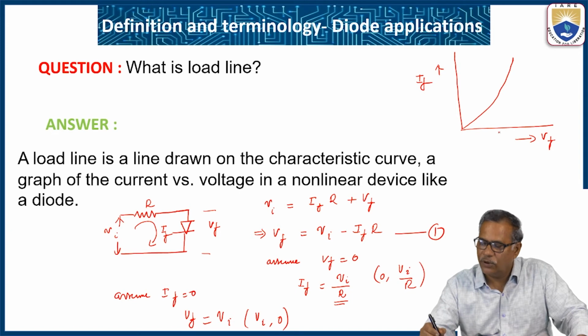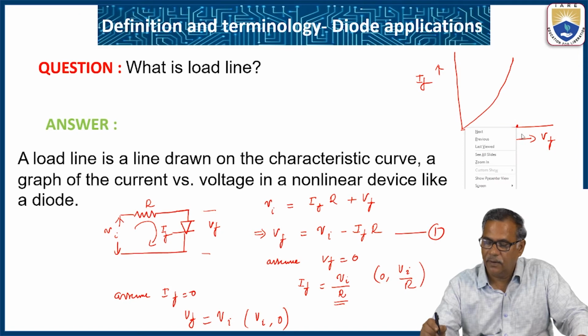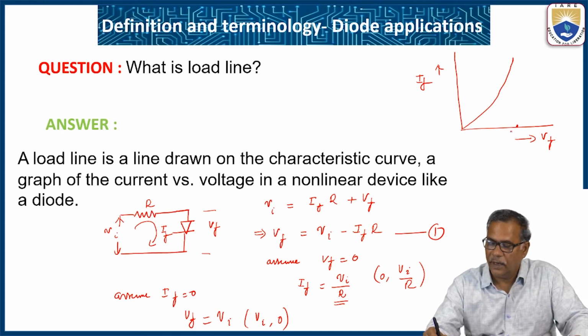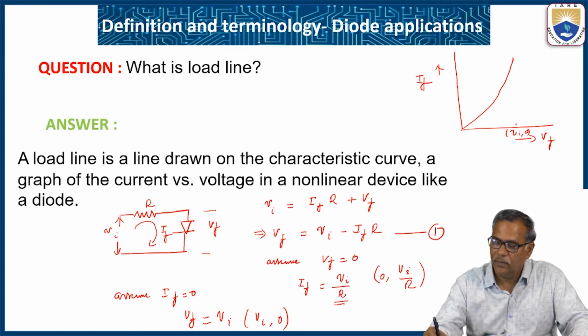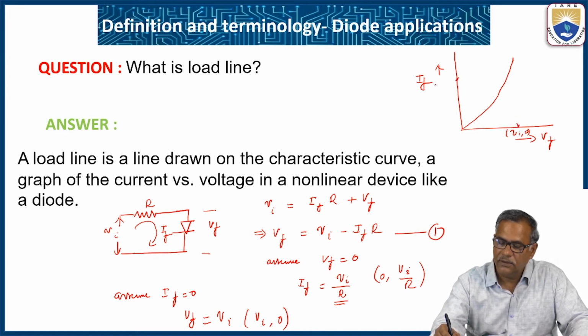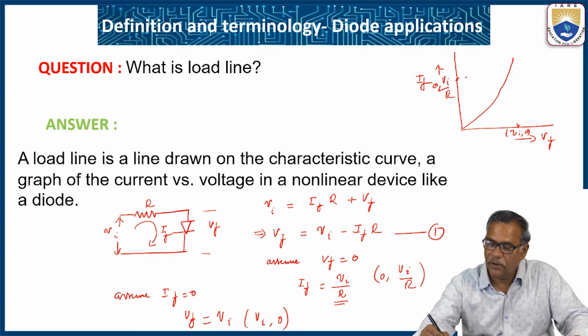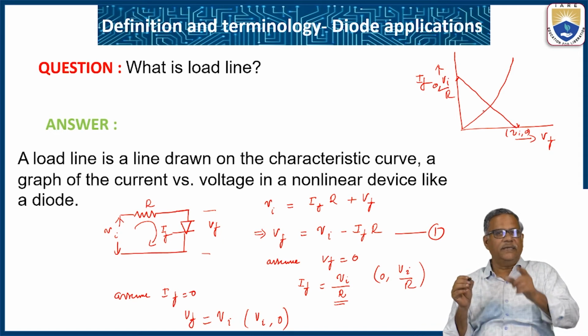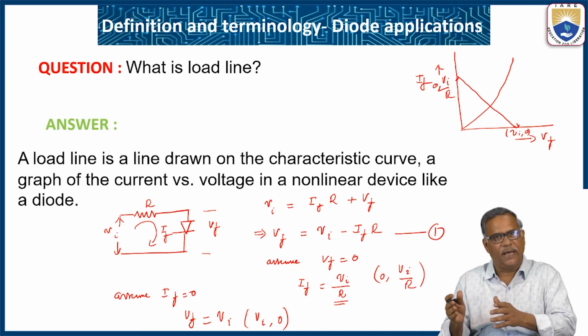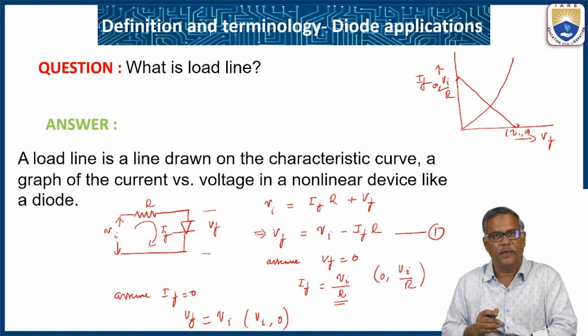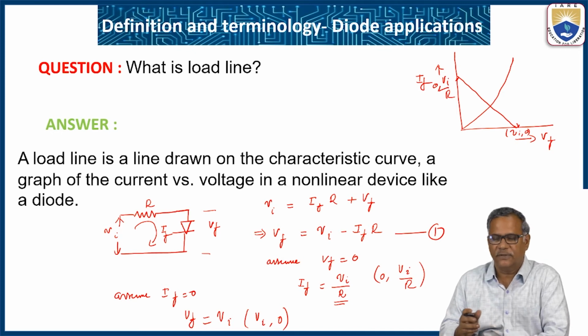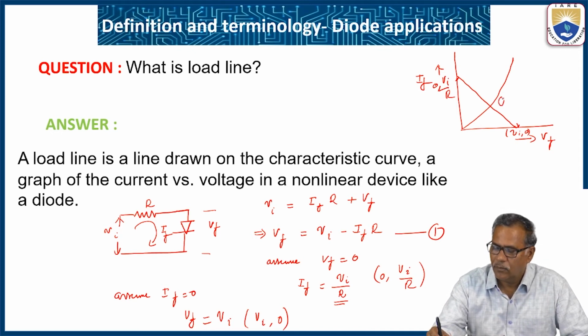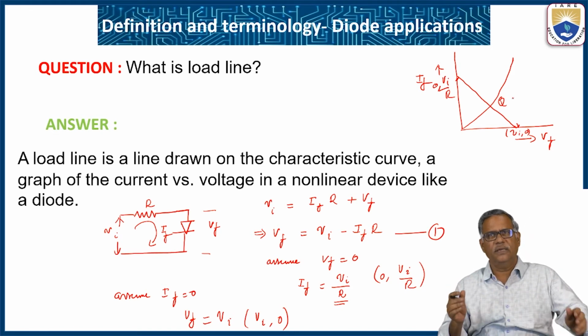So let us put these points on this curve. Here you are getting Vi, comma 0, and here you are getting 0, comma Vi by R. When these 2 points are joined, you get a straight line, and the intersection of the load line with the characteristic curve is called the operating point, or the Q point, or the quiescent point. That is a load line.